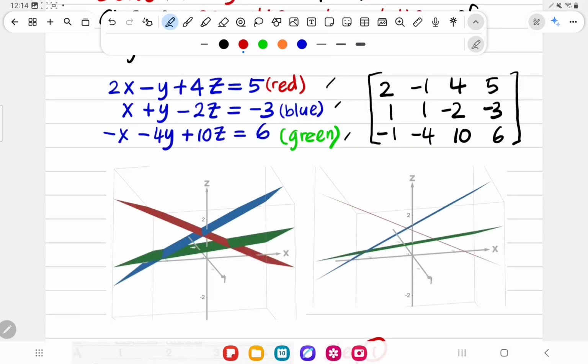Here is a challenge. If we slightly change the first plane, could all 3 planes meet at a point? Try in Desmos and share your thoughts in the comments. Let me give you one suggestion. If you change 4z to 1z, meaning the first equation is 2x minus y plus z equals 5, will you get 3 planes meeting at a point? Let me know in the comments.